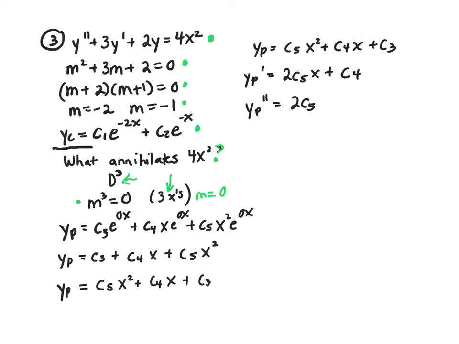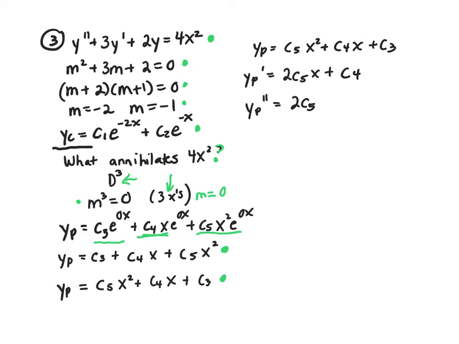My y sub p will be c sub 3 e to the 0x plus c4 x. That's a repeated factor part. And then c5 x squared e to the 0x. And then I simplify my equation. And on this last line, I just wrote my x squared first, followed by my x term, followed by my constant.